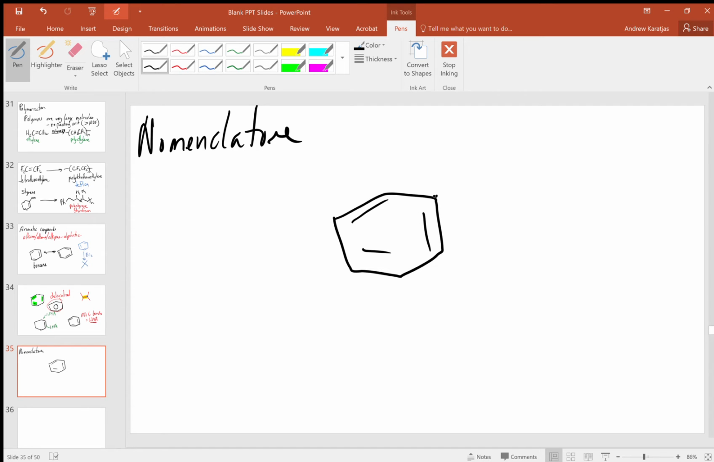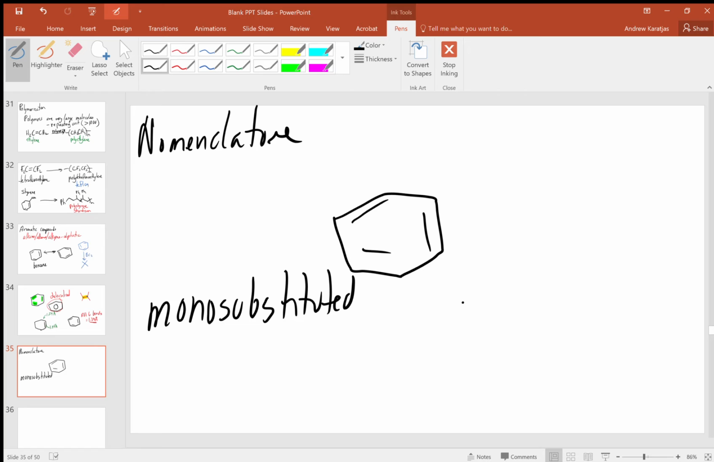each carbon already has 3 bonds. So you can only have one substituent at each position. And so that just, in general, makes things a little bit easier. So we're going to start with monosubstituted aromatics, which at least at first are going to seem like one of the easier ones.